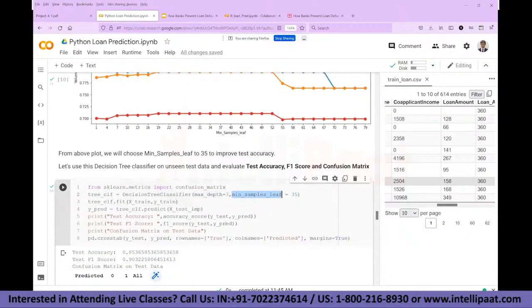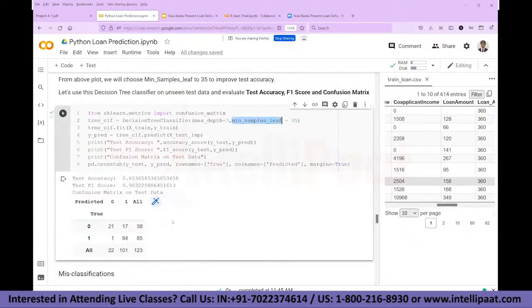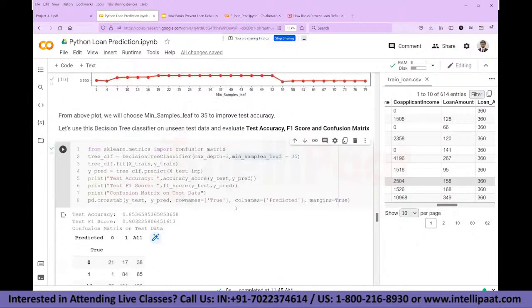I can see right now my test accuracy has improved from 80 to 85%, right? The F1 score has improved from 70 to 90%. So I can get better accuracy when I tune these parameters, right?